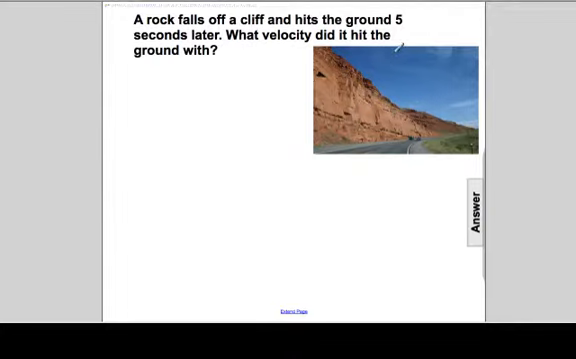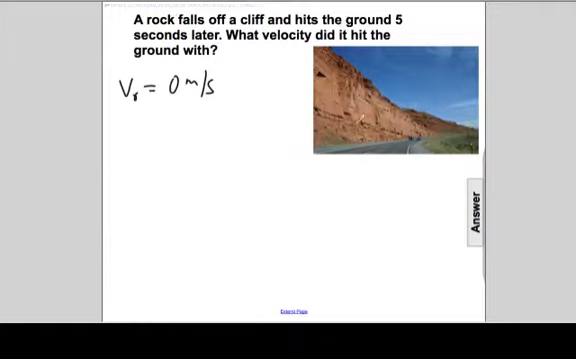Alright, in this problem, a rock falls off a cliff, and that rock would have been resting to begin with. So its initial speed, let's just write that down. Its initial velocity is 0 meters per second.